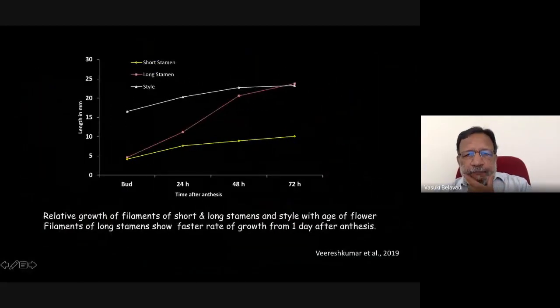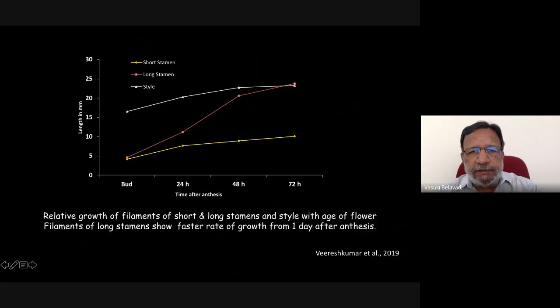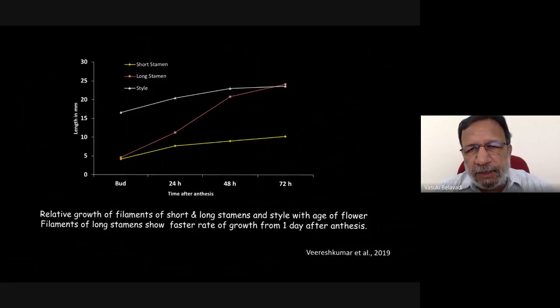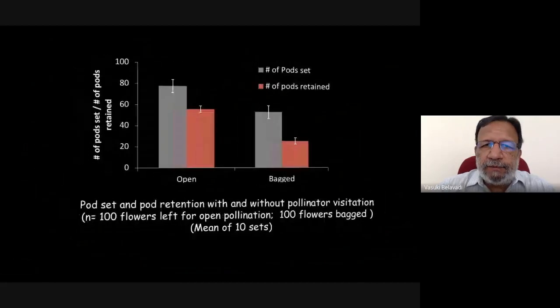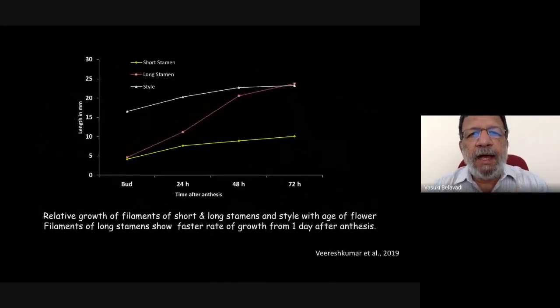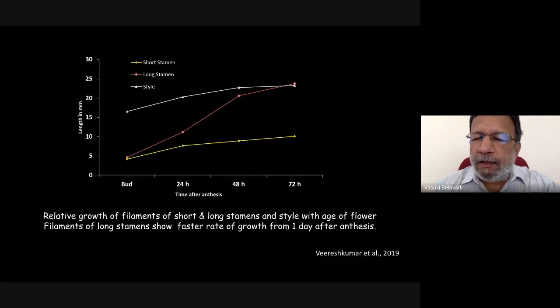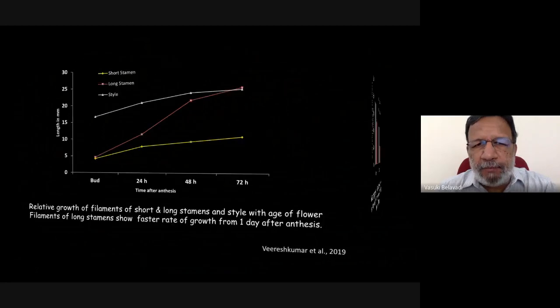Now, another very interesting thing is the filaments of the short stamen and the long stamen, and the style. They continuously grow with the age of the flower. So in the bud stage, the style is about 16 millimeters, whereas both the short and the long stamen filaments will be about the same size, about 5 millimeters.